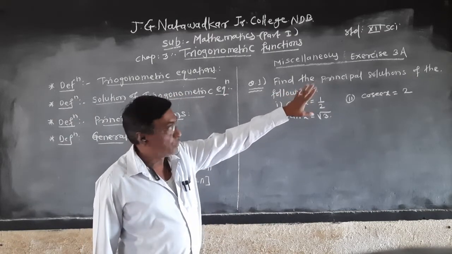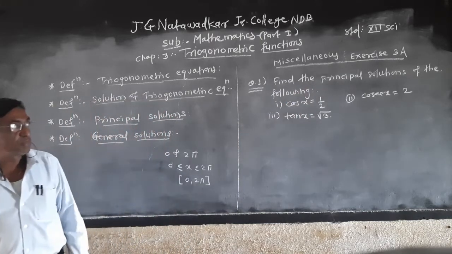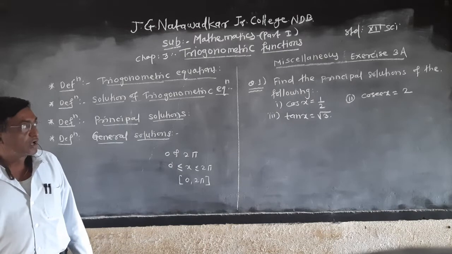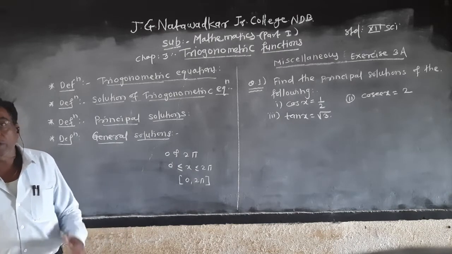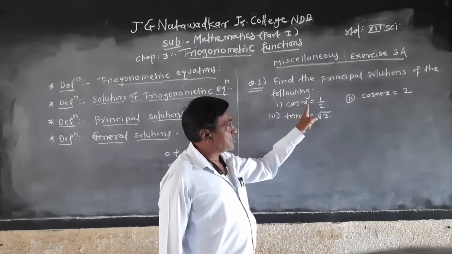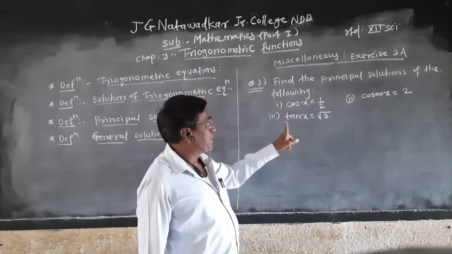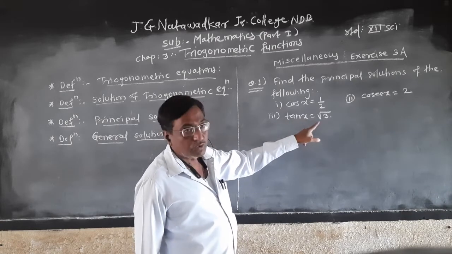3a. Okay. So in this exercise, the first question is to find the principal solutions of the following trigonometric equations. The first trigonometric equation is cos x is equal to 1. Second is cosec x is equal to 2, and third is tan x is equal to 2.